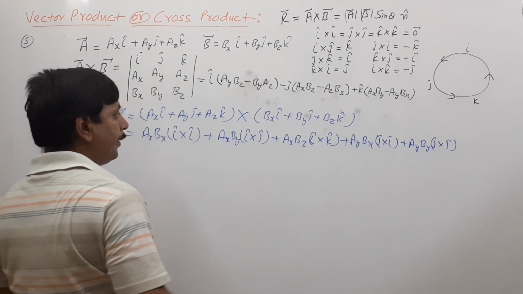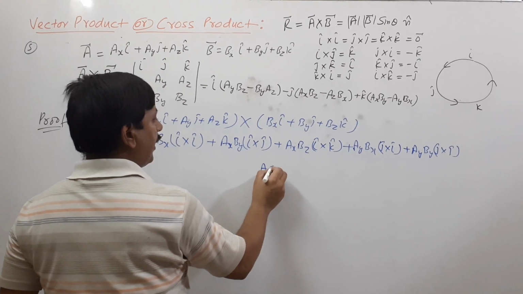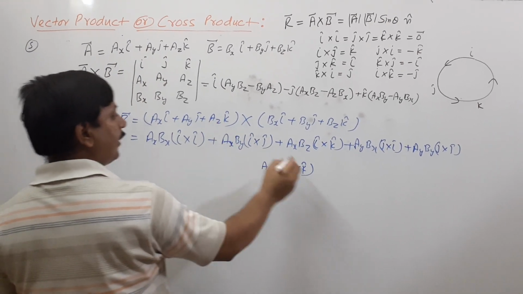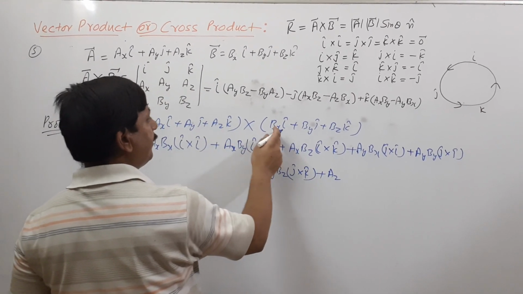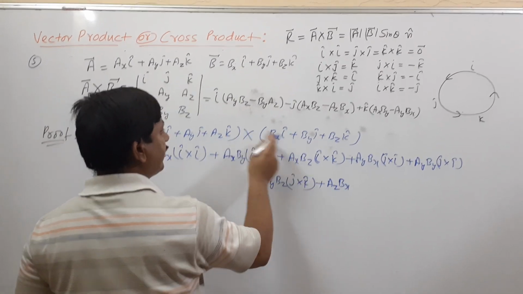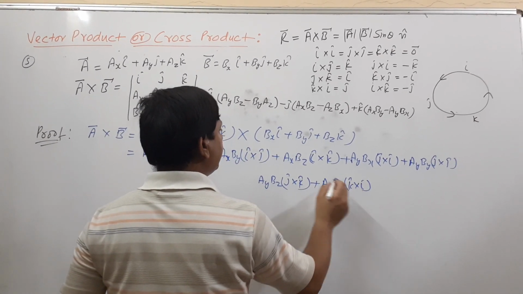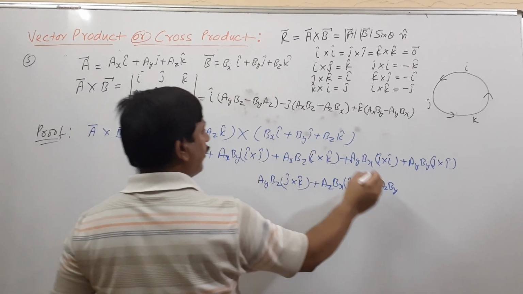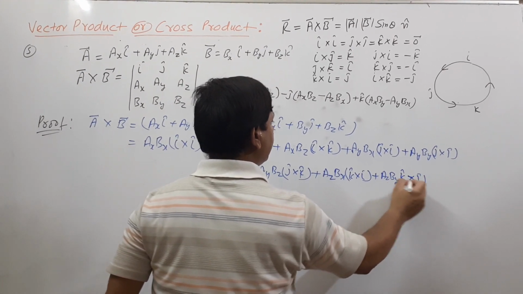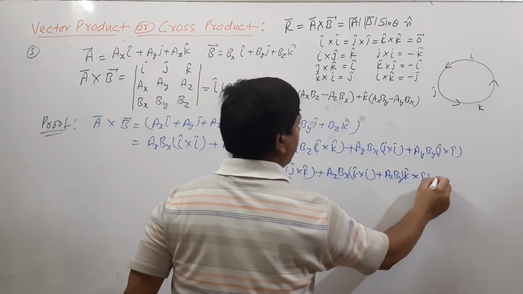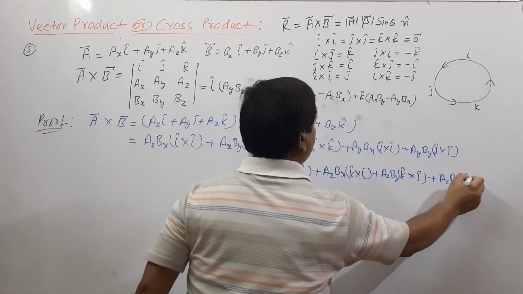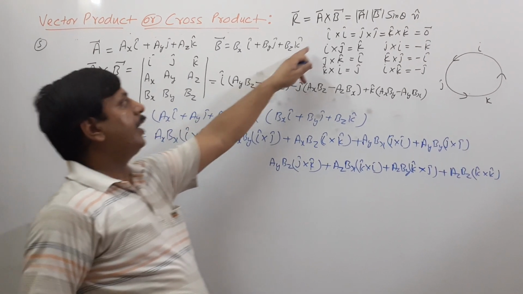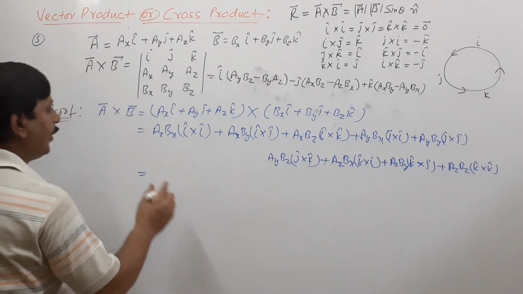I am writing the others here: ay bz j cross k. Using the distribution law, az bx k cross i, az by k cross j, and last az bz k cross k. See here, I told you i cross i, j cross j, k cross k are 0, a null vector.